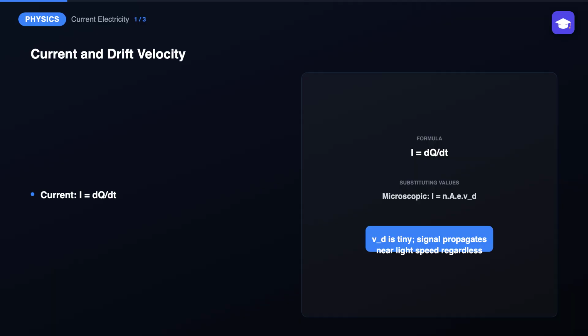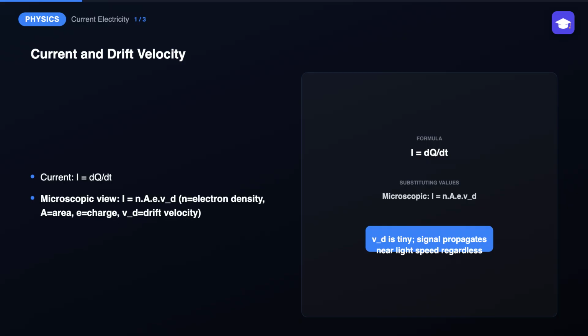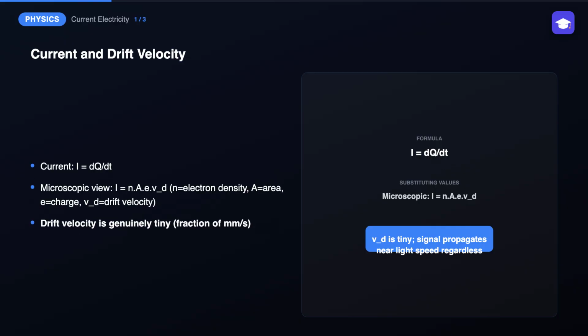at the microscopic level, current in a conductor arises from free electrons drifting slowly through the material under an applied electric field. This drift velocity, Vd, relates to current through I equals n times A times Vd, where n is the number of free electrons per unit volume, A is the cross-sectional area, and e is the electron's charge.